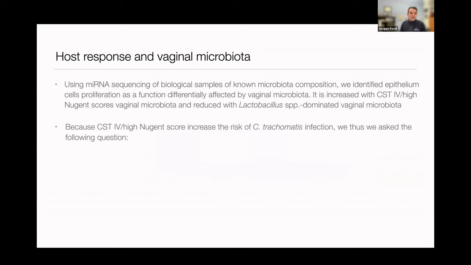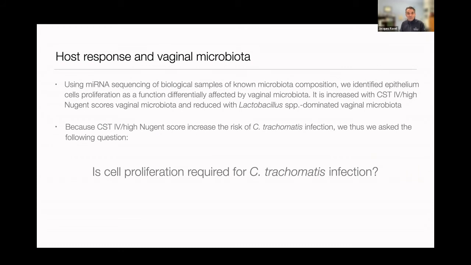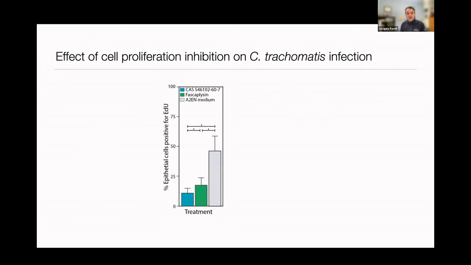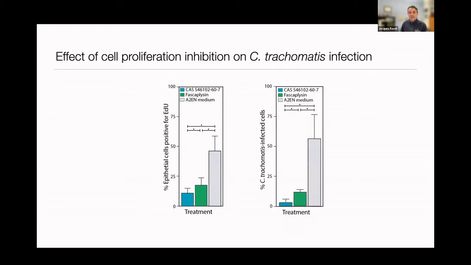Because we know, by definition, that non-optimal microbiota, those that don't have lactobacillus, do increase the risk, we asked the simple question: is cell proliferation required for the infection? And so we blocked the proliferation using inhibitors of proliferation, and you can see that the proliferation is blocked. And then you try to infect those cells, and you just cannot. So it indicated to us that cell proliferation was on the pathway to, and certainly critical for, successful infection by chlamydia.